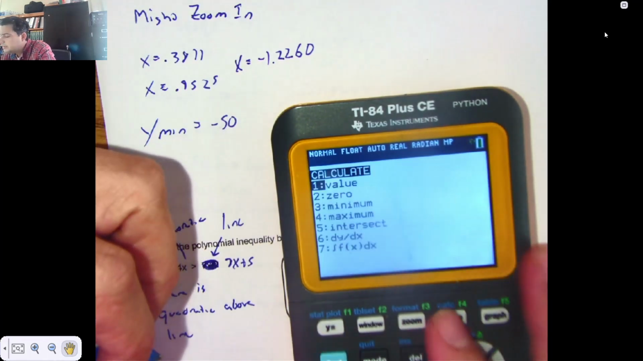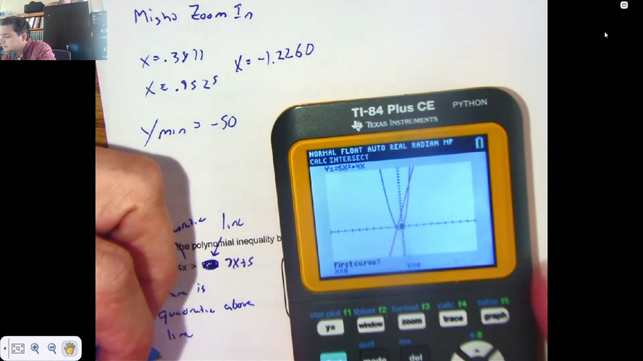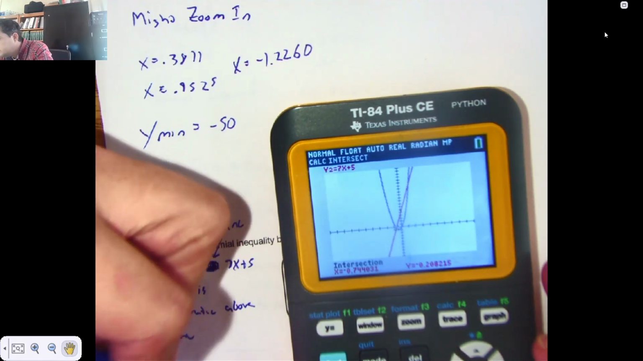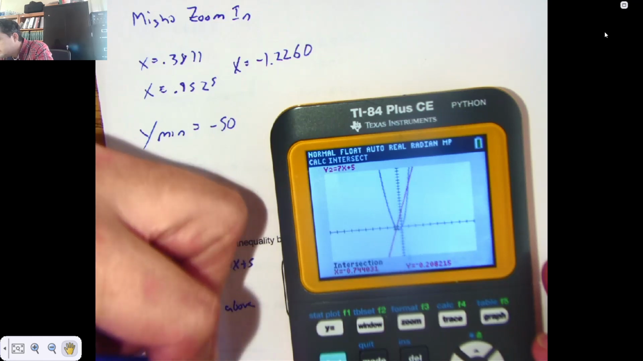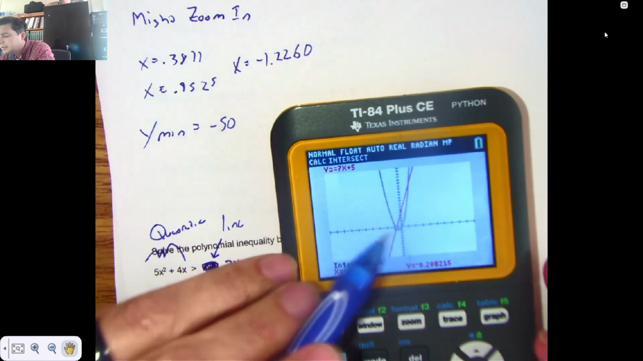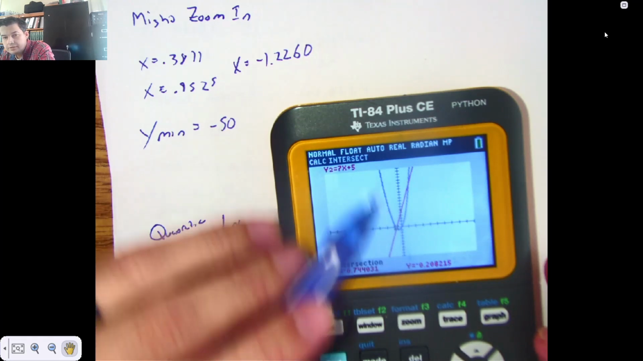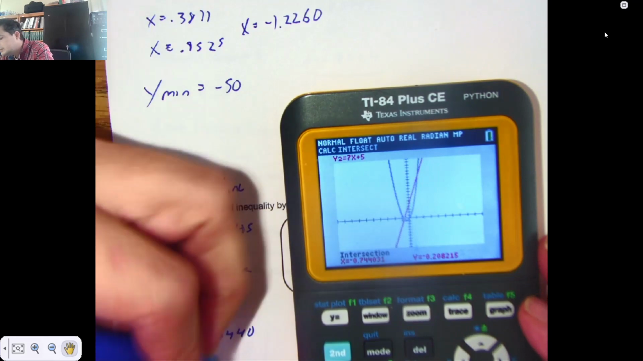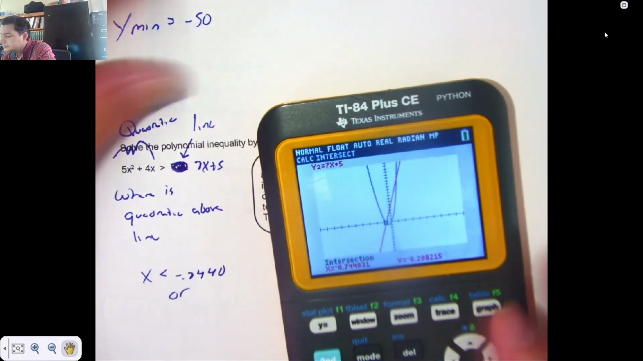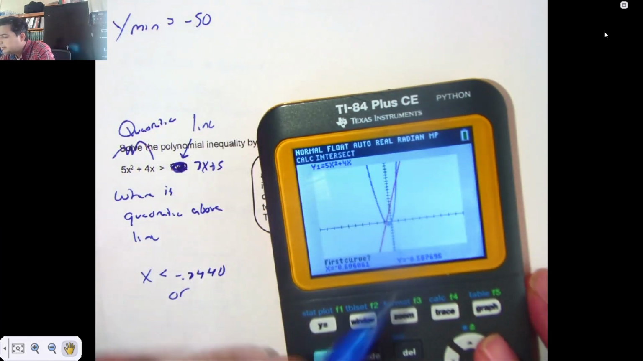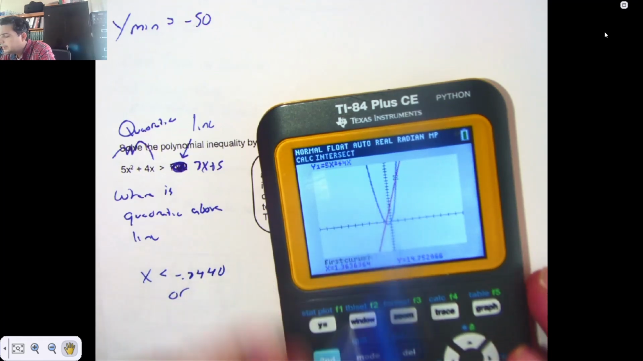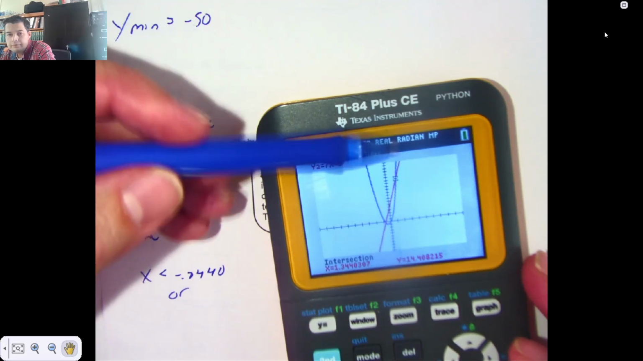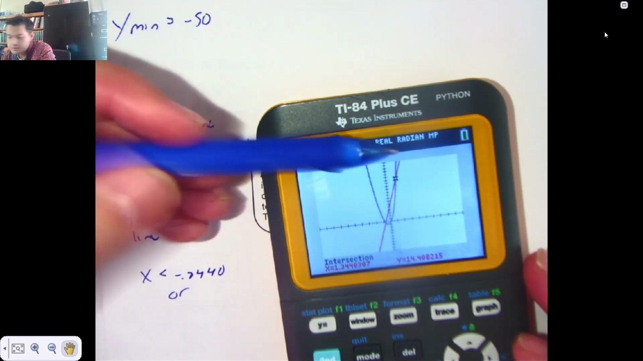I'm going to hit second trace, intersect, get close, enter 3 times. And one of them is so long as x is less than negative 0.7440, because I'm moving left, and this is true. So x is getting smaller, hence x is less than. The other one happens on the right. Second trace 5, take my little cursor, get him close, enter, enter, enter. And as long as I move right from here on, the parabola is above, x greater than 1.3440.